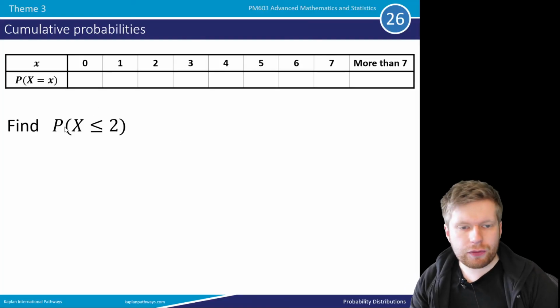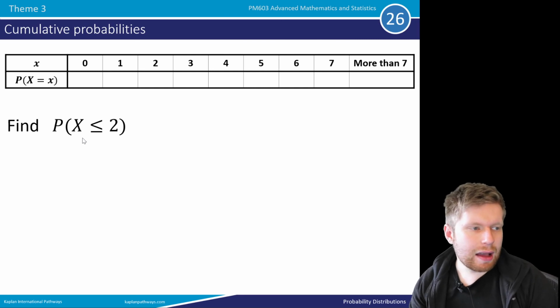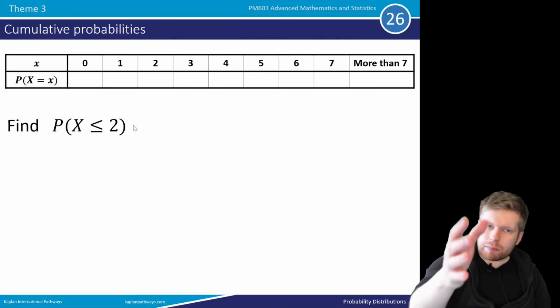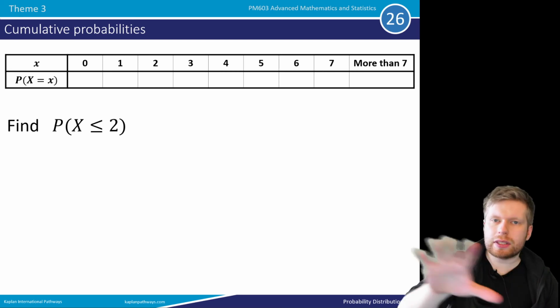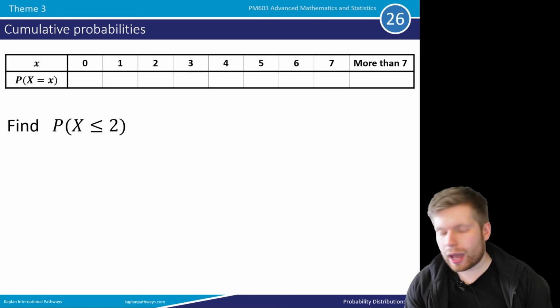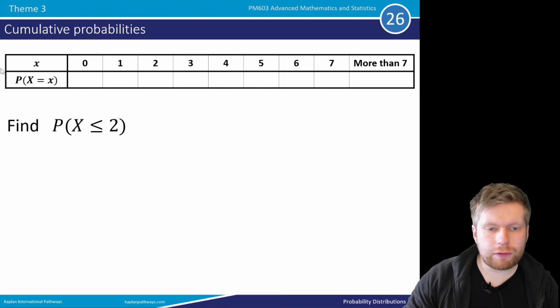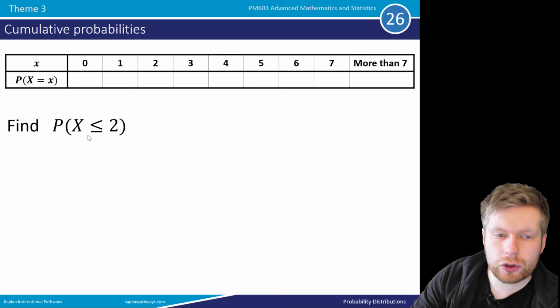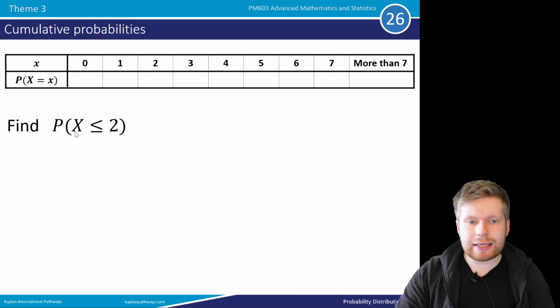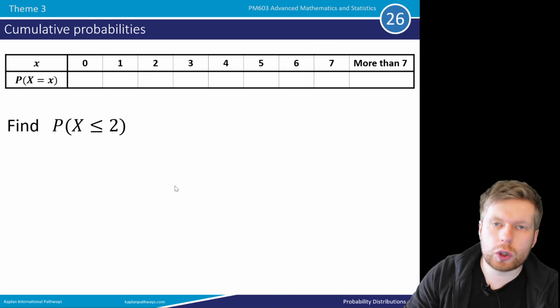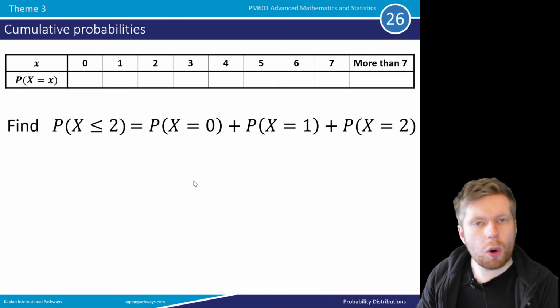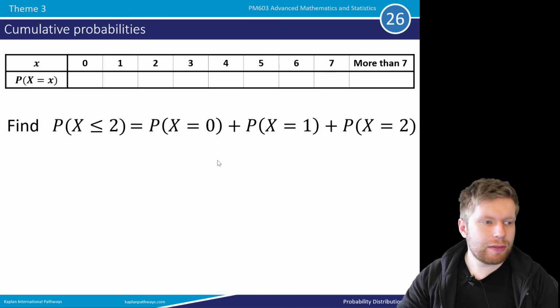In other words, I wanted to find out a probability like this: the probability that x is less than or equal to some particular value. That can sometimes be really useful, and we will deal with cumulative probabilities later on, particularly in theme 4, when we're dealing with things like the normal distribution. So if you're looking for the probability that x is less than or equal to 2, you're simply asking, what's the probability that I have less than or equal to 2 siblings? So in other words, 0 siblings, 1 sibling, or 2 siblings. This can be really useful.